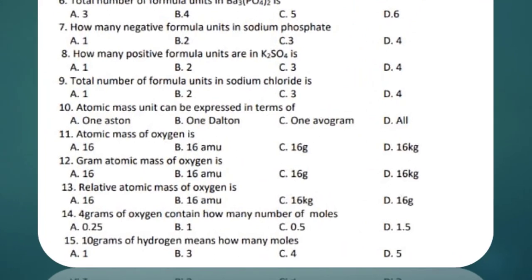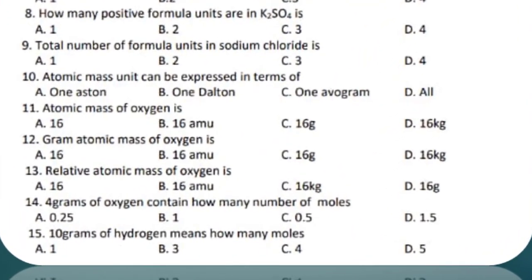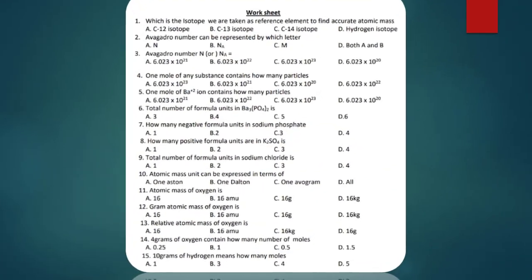Okay, so the ninth one, I gave homework from 9th to 15th. Once again, ninth question: total number of formula units in sodium chloride. Sodium chloride, NaCl, has Na plus and Cl minus, one positive formula unit and one negative formula unit. So the total number of formula units in sodium chloride is 1 plus 1, 2. So the ninth answer is option B, 2.